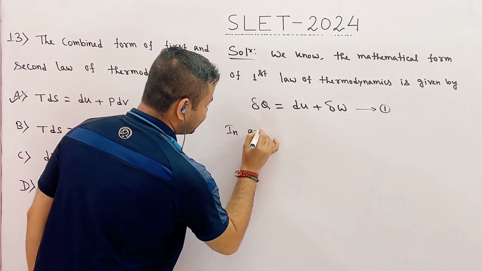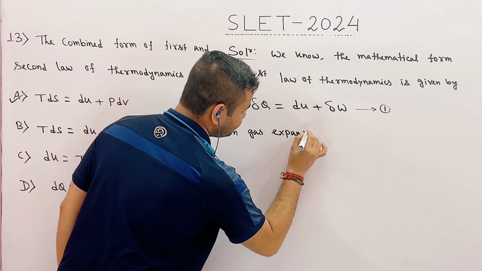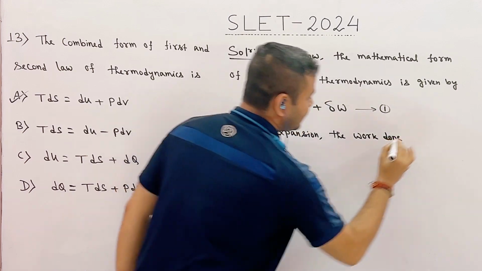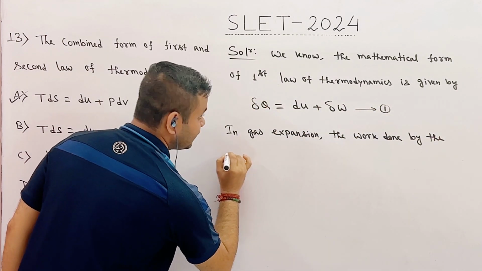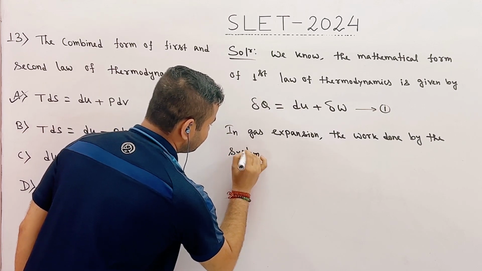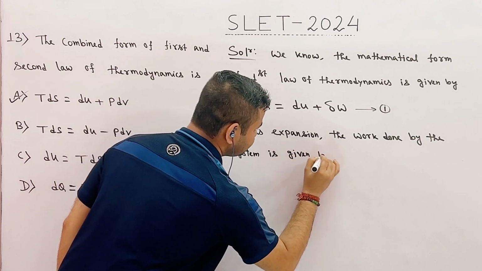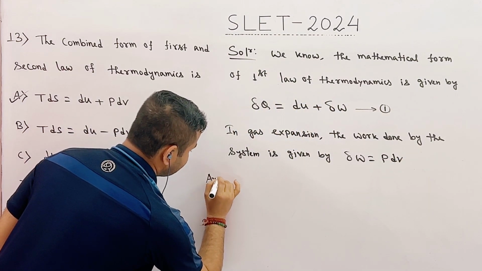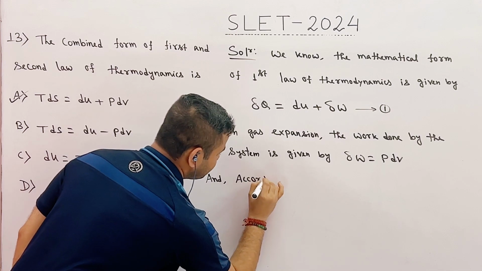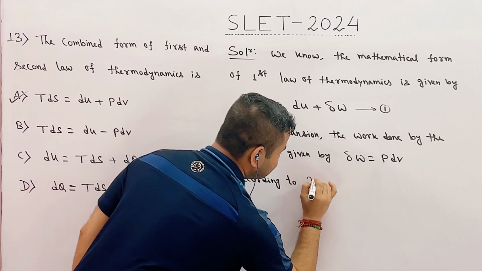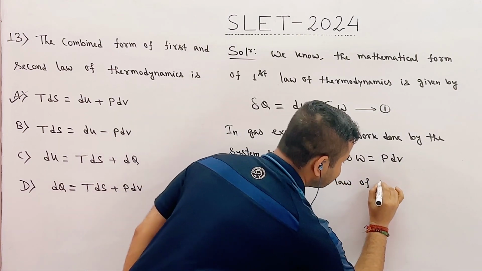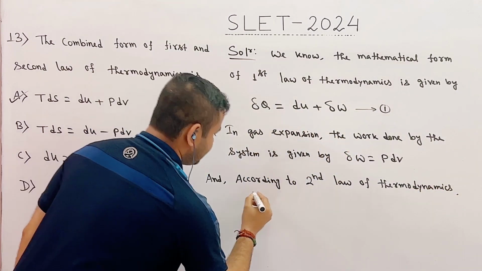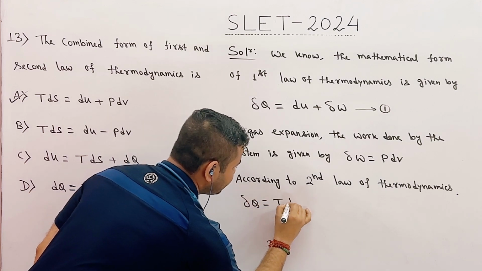In gas expansion, the work done by the system is given by delta W equal to P dV, and according to second law of thermodynamics, delta Q is equal to T dS.